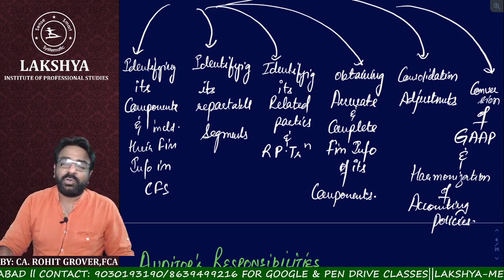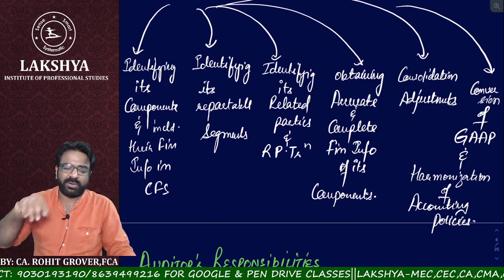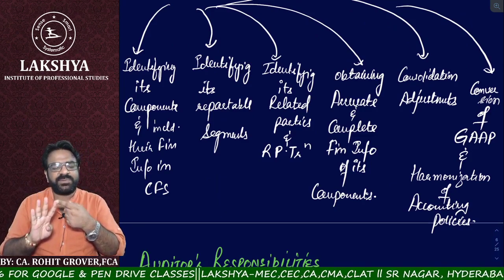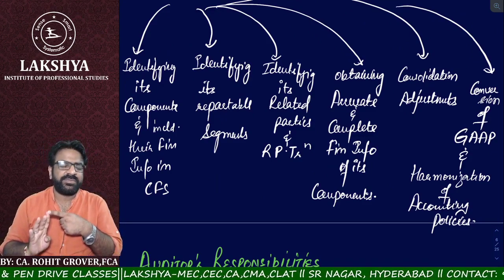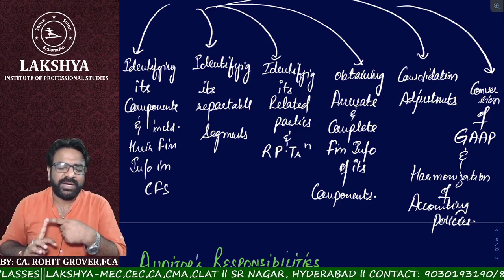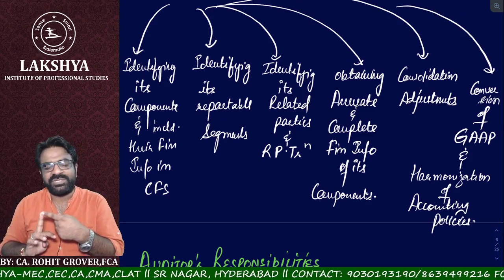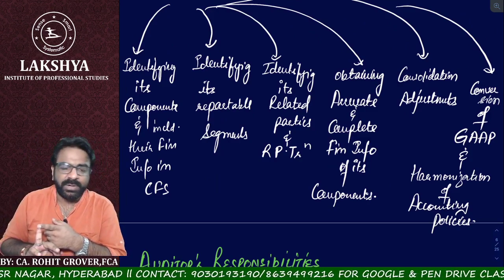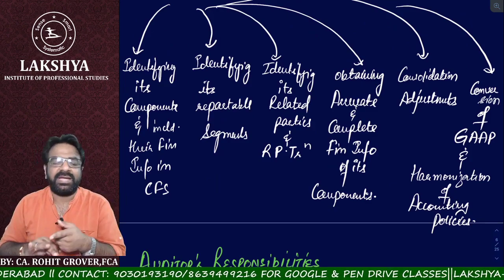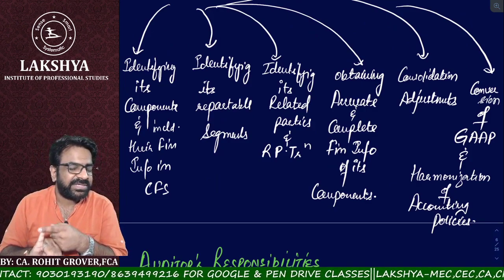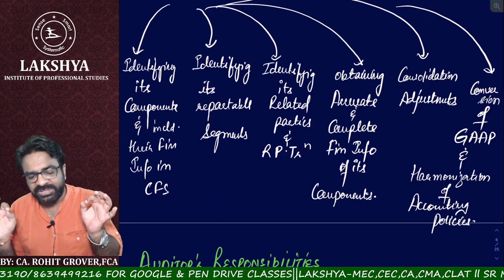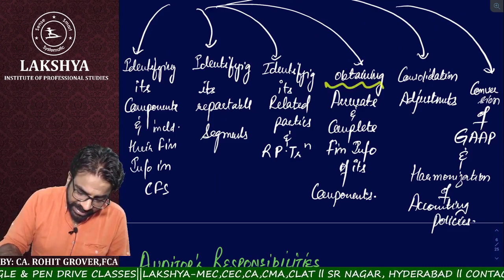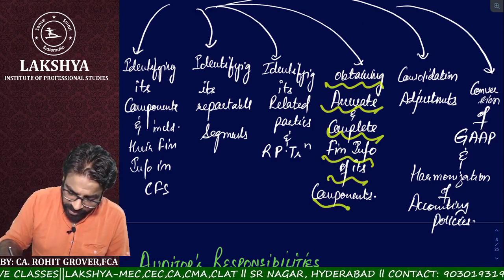Out of the total 7, the 4 responsibilities we already know. Point number 1, it is the parent's responsibility to prepare the consolidated financial statements. It is the parent's responsibility to identify its components and include their financial information in the consolidated financial statements. It is the parent's responsibility to identify its reportable segments, and to identify its related parties and related party transactions, if any. And it is the parent's responsibility to acquire and obtain accurate and complete financial information of its components.